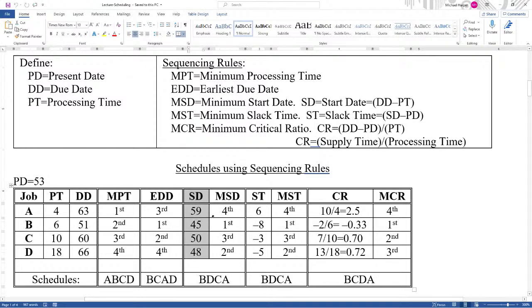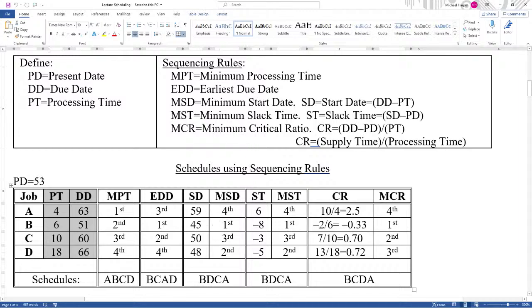Okay, the minimum start date simply says, okay, which is the minimum start date? Let's say 45. So that's going to be my first job in my schedule. The next highest start date is 48. That's my second job. 50 is my third job. 59 is my fourth. So there's my schedule. The minimum start date would be B, D, C, and A. And so the minimum start date will be used if you want to combine these two together. And so when you have different processing times, different due dates, taking both of those into account, you'll have something called a minimum start date.